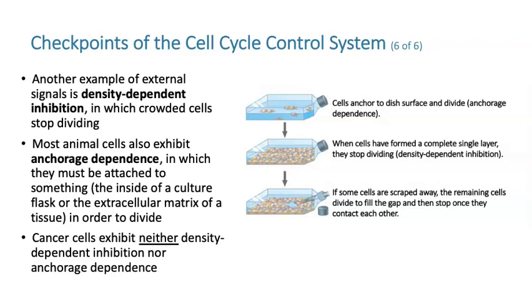Remember I told you about how red blood cells are formed in bone marrow. Red blood cells don't form themselves inside the bloodstream. They form in the bone marrow where they have some anchorage. Cancer cells, interestingly, exhibit neither density-dependent inhibition nor anchorage dependence. So let's take a closer look at what that means.